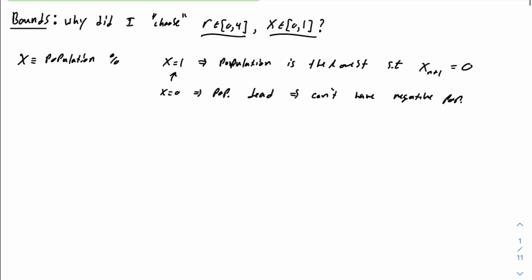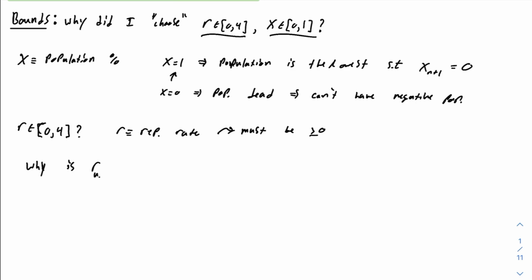Okay, so the real question is, why is r an element from 0 to 4? r is supposed to represent a breeding rate or a reproduction rate, so it doesn't make sense for it to be negative. It must be greater than or equal to 0. Okay, so that makes sense for our lower bound. So why is our upper bound equal to 4?